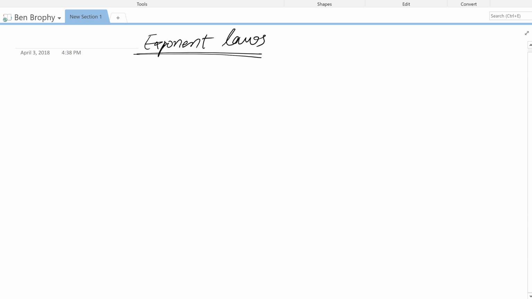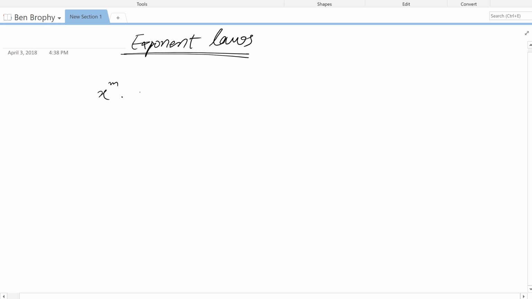Exponent laws. The first one is: if some variable x is raised by m, that means powered by m. You understand powered by m? That means you multiply x m many times. Now x raised by n means you multiply x n many times. If the sign is multiplication there, sometimes they just put a dot. That means multiplication. In that case, you add up the powers.